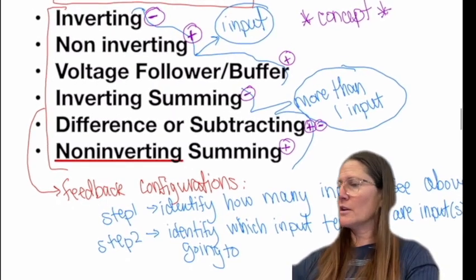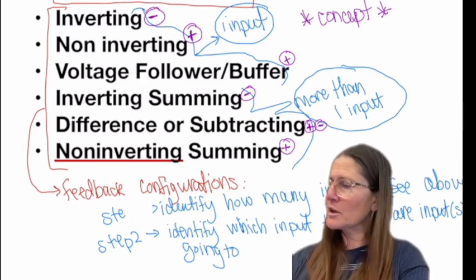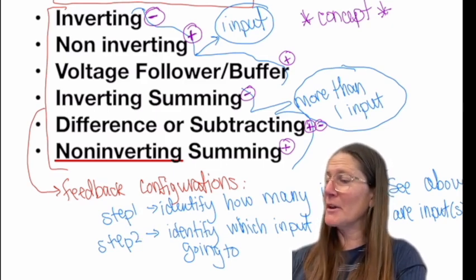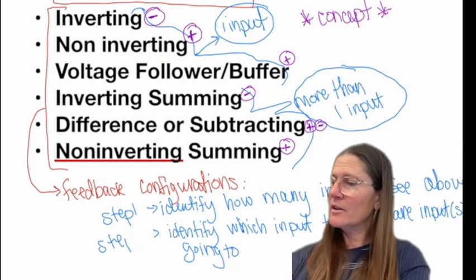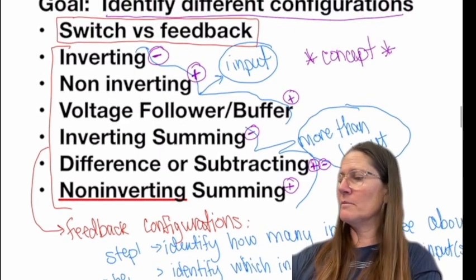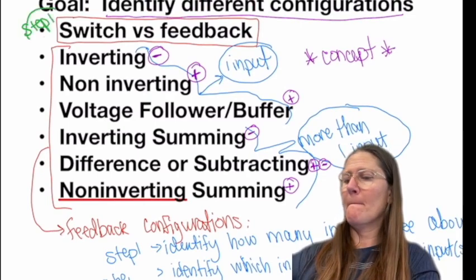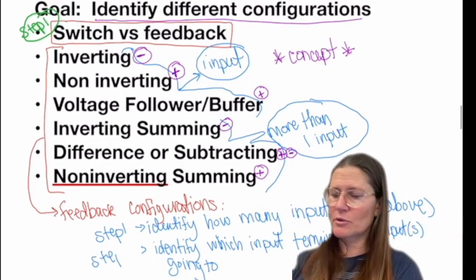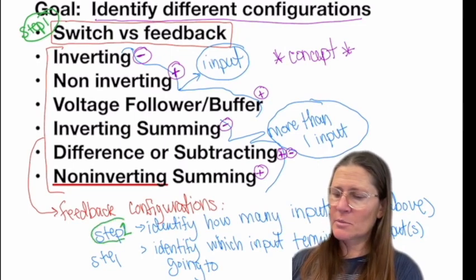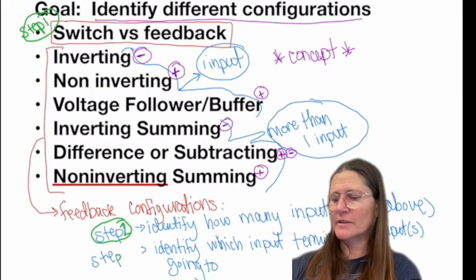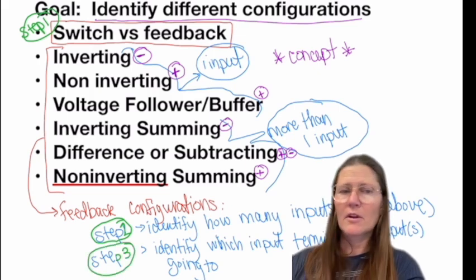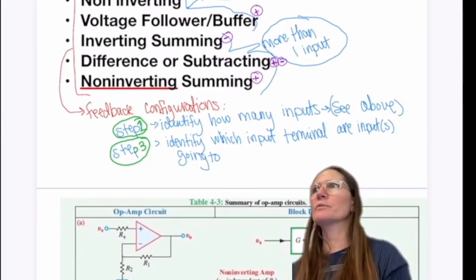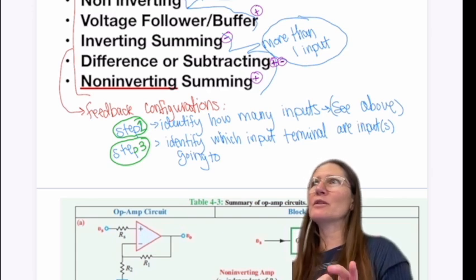So actually I'm going to change these to step 3 and 4. Or I'm going to shift these. So this is step 1, identifying is it switch or feedback. Step 2 is going to be identifying how many inputs, and step 3 is going to be identifying which input terminal the inputs are going into. Okay? Does that make sense so far?